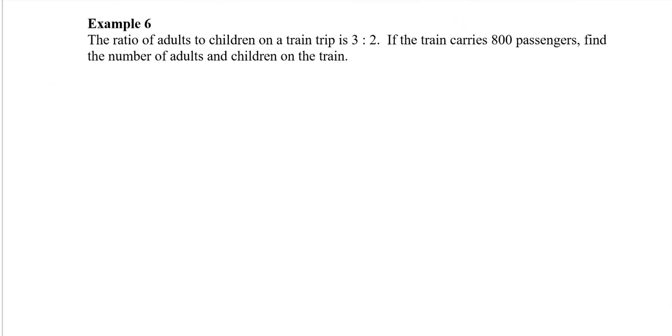Moving on to question 6. The ratio of adults to children is 3 to 2. So 3 is the adults and the 2 is C for children. So that's a total of 5 parts in that ratio. If a train carries 800 passengers, so there's a total of 800 passengers, find the number of adults and children on the train. So I want to find both parts. So first of all, the adults. 3 out of the 5 parts are adults. I times that by 800, and that will give me the number of adults. 2 out of the 5 parts were children, times that by 800, and that will give the number of children.